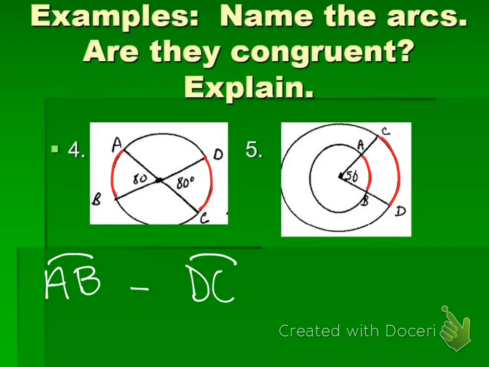Jaden said that these are congruent, and I would agree because they both measure 80 degrees. Both of these central angles that they came from had a measure of 80 degrees. So the arcs would be congruent.